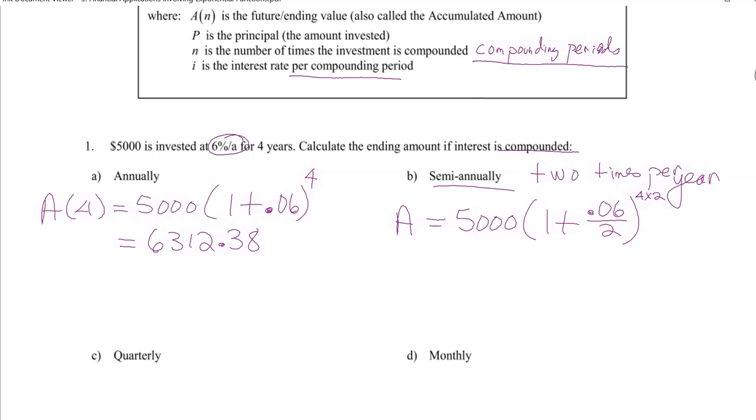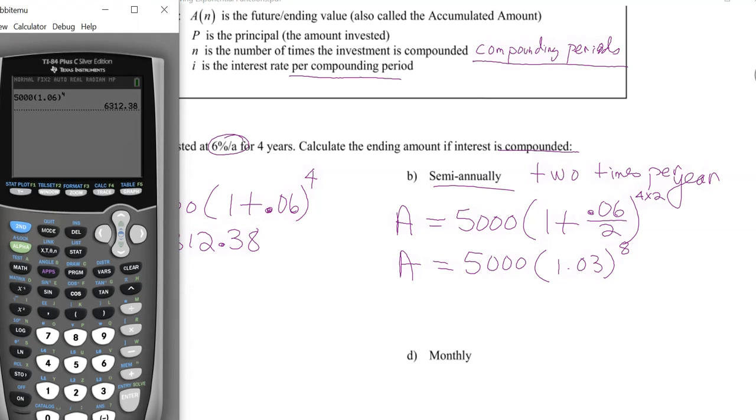That's the reason why I wrote it as 0.06, so I could divide it by 2. Still technically getting 6%. Actually, let's see what it works out to. So 0.06 divided by 2 is 0.03, so this will be 1.03, and 4 times 2 is 8. So let's check that out.